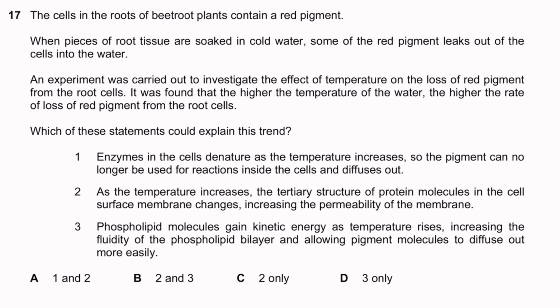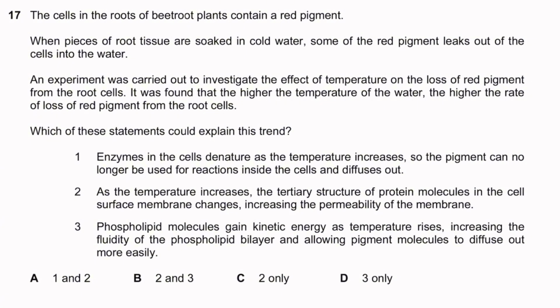17. The cells in the roots of beetroot plants contain red pigment. When pieces of the root tissue are soaked in cold water, some of the red pigment leaks out of the cell and into the water. An experiment was carried out to investigate the effect of temperature on the loss of red pigment from the root cells. It was found that the higher the temperature of the water, the higher the rate of loss of pigment from the root cells. Which of these statements could explain the trend?